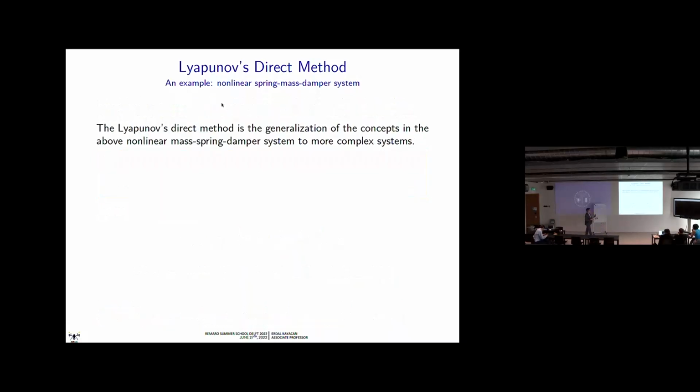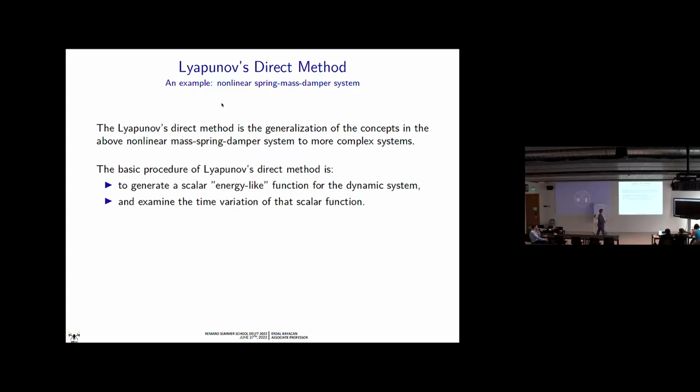Okay, this was the beginning of everything. So let's continue. Lyapunov's direct method is the generalization of the concepts of the nonlinear spring mass damper system to more complex systems. This system is a bit easy because you can write the kinetic energy and the potential energy of the system, but you can't do it for all systems. Imagine that you have a super complex system, you cannot write it, right? So you have to have a better solution.